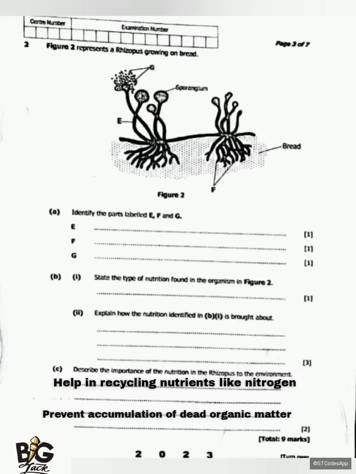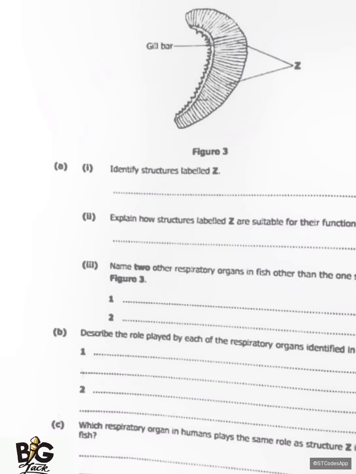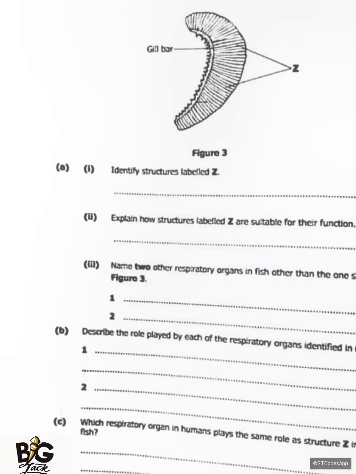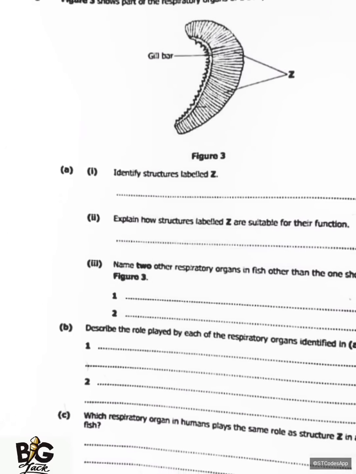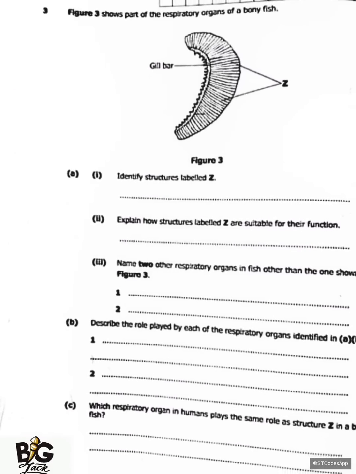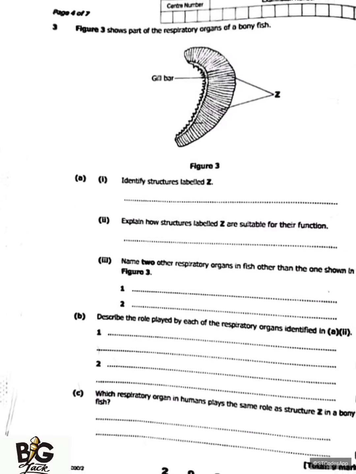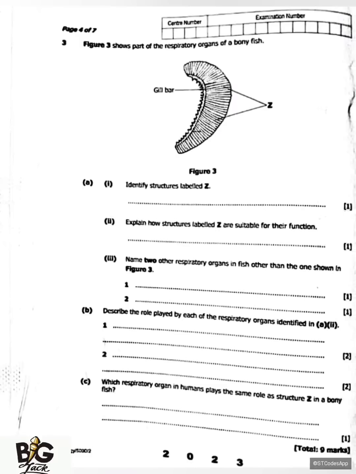So that was the last one on question 2. Let's move on to the next one, which is question 3. Question 3 is, figure 3 shows part of the respiratory organs of a bony fish. So we have structure Z. Structure Z is called the gill filament.